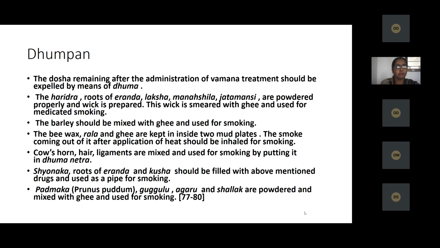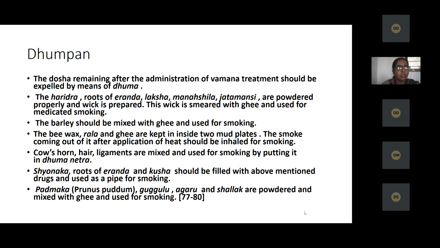Dhumapana, that is inhaling the medicated dhuma, helps in pacifying the kapha from the trachea to the bronchi. This is for the doshas remaining after administration of Vaman. Mainly we give the dhumapana after the Vamana, and that dhuma is very effective in removing the kapha from the respiratory tract.